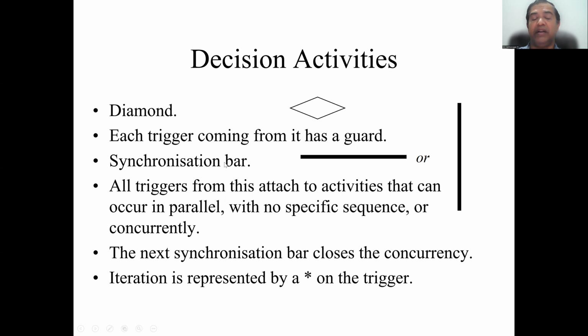And we have another symbol called a synchronization bar, which can be represented horizontally or vertically. The need for horizontal or vertical depends upon how the diagram is constructed and how the paths are going to end up. If there are different paths flowing from top to bottom, we can use a horizontal synchronization bar, or if multiple paths happen from the left hand side, we can use the vertical synchronization bar. For that purpose, these synchronization bars are used.